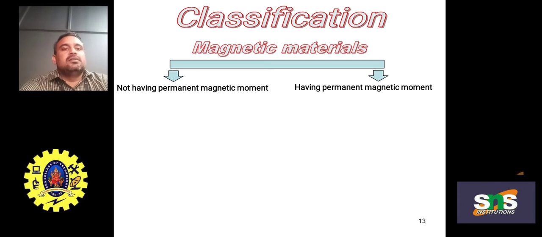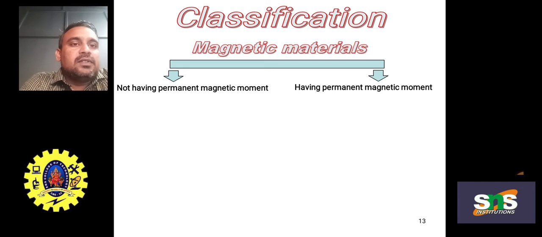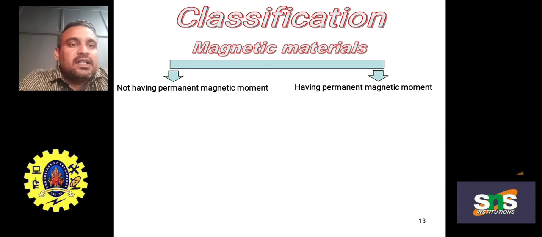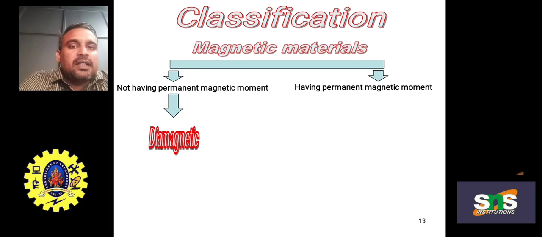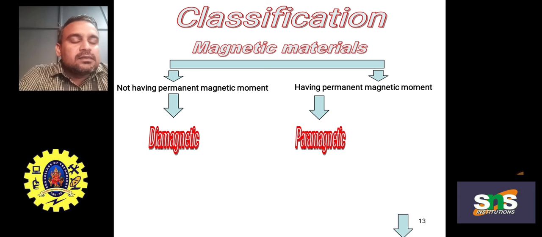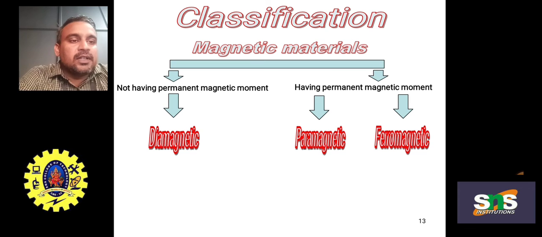Okay, so in magnetism, we first covered the magnetic field, then magnetic lines of force, magnetic flux density, field intensity, then intensity of magnetization, and finally the classification of magnetism or magnetic materials. Basically, we have two different types of magnetic materials: the first is not having a permanent magnetic moment, and the second is having a permanent magnetic moment. The example for not having a permanent magnetic moment is diamagnetism. Having a permanent magnetic moment, the first example is paramagnetism and the second is ferromagnetism.